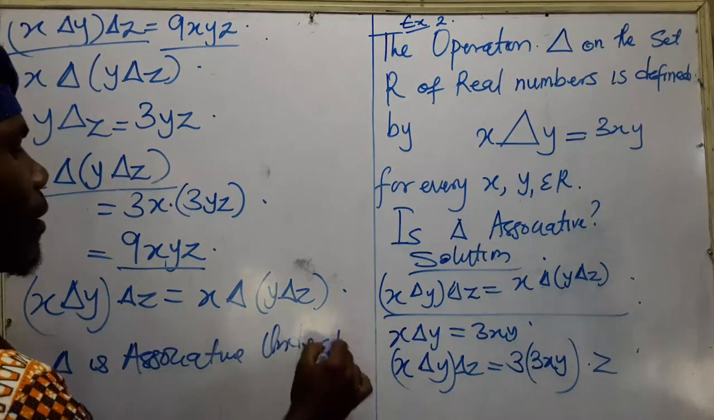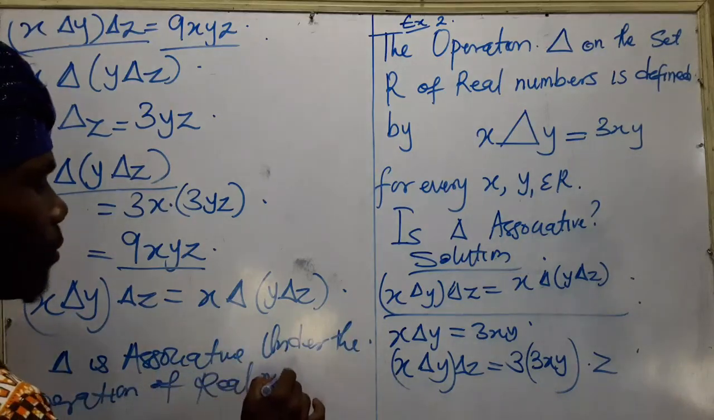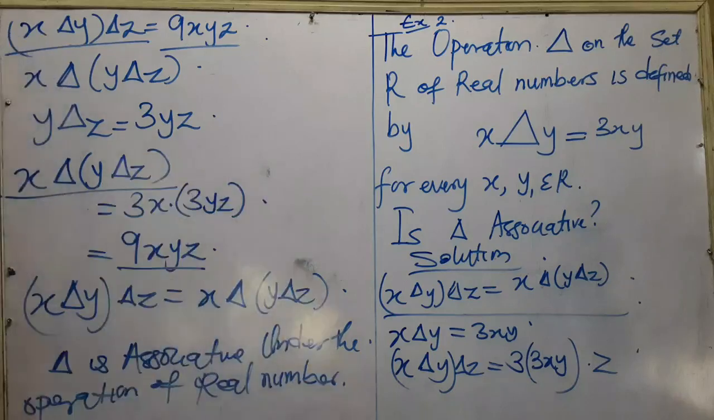Since they are equal, it's telling us that it is associative. So this operation is associative under the operation of real numbers. So that is just the meaning. This is the best way of explaining associative property, and this is how to explain it in a normal form.